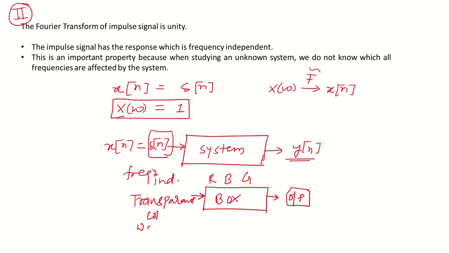Suppose you are giving water as an input to this box, and whatever output comes through this box, either it can be green, blue, or red, will give the exact color of what is inside this box. So this del n, or the impulse signal, is this transparent water which gives the exact characteristics of the system. That's why we choose this impulse signal to know the characteristics of the system correctly.